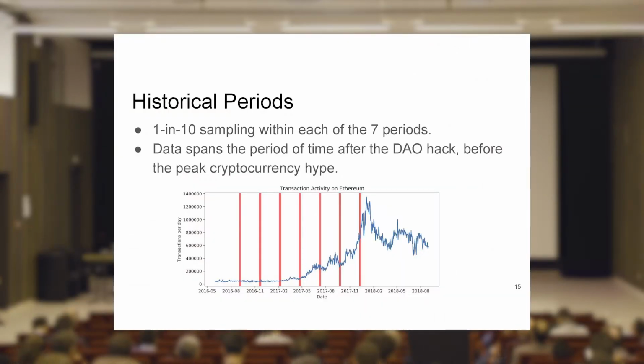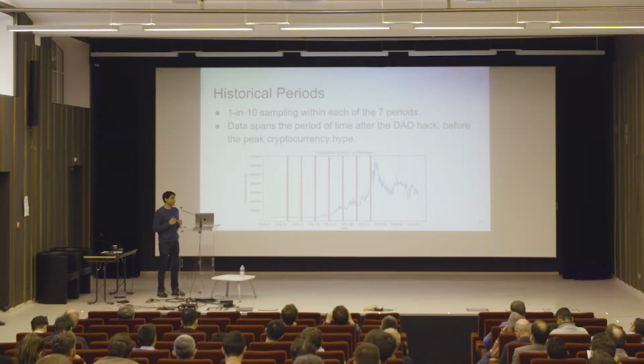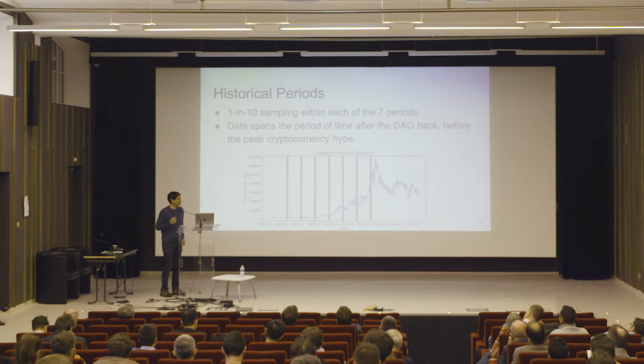As I said before, there's a lot of data to work with, so we went with 1 in 10 sampling of blocks. We just looked at 1 out of every 10, but as a sanity check for one of the historical periods, we compared 1 in 10 sampling to full sampling, and the results were quite similar. So we're confident that that's good enough.